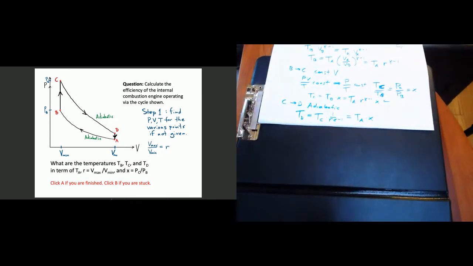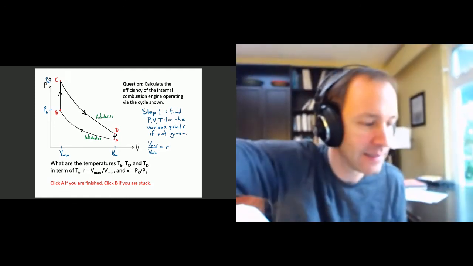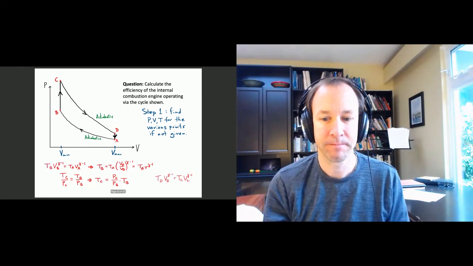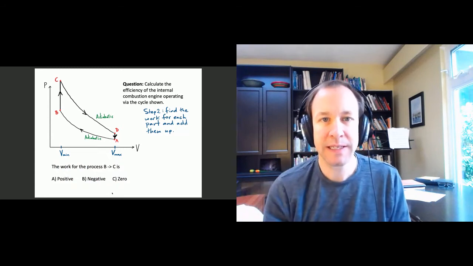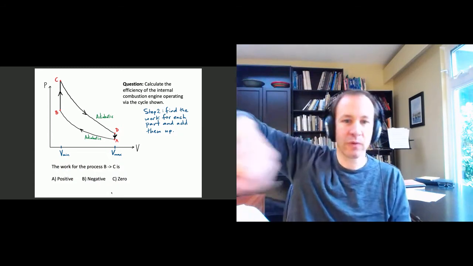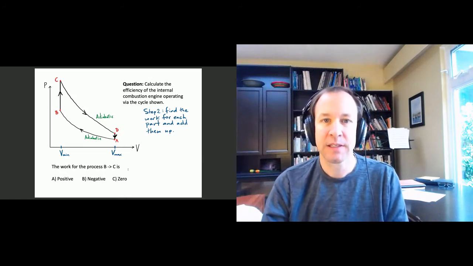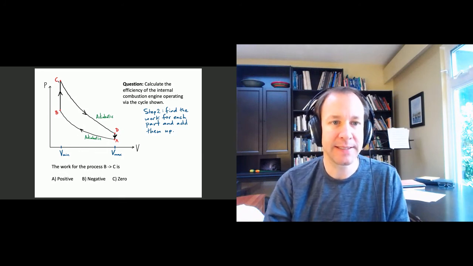Okay, so we have all of those things. We're going to use them later, so I will set this aside. Those temperatures are going to be useful in calculating the work and the heat that we need to calculate the efficiency. So step 2 is that we're going to calculate the net work for this whole cycle. And so we can start with, say, the process B to C.